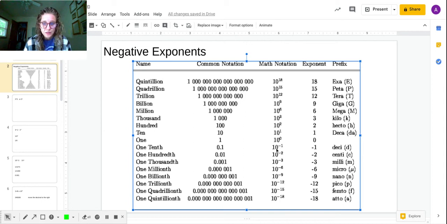10 to the negative 1 is equal to 1/10. 10 to the negative 2 is equal to 1/100th. 10 to the negative 3 is 1/1000th. So you can see this pattern goes the opposite, right? It's basically taking the opposite.